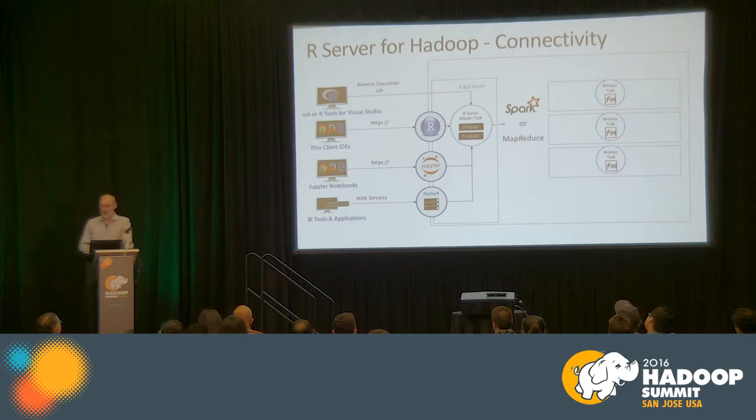Another approach with a web browser is to connect to Jupyter Notebooks. And finally, it's possible to have BI tools and applications access the R on the edge node through a technology we call DeployR, which is a web services SDK that we provide that allows you to invoke R functions by making web services calls. So that's very useful for integrating with other applications in the enterprise.